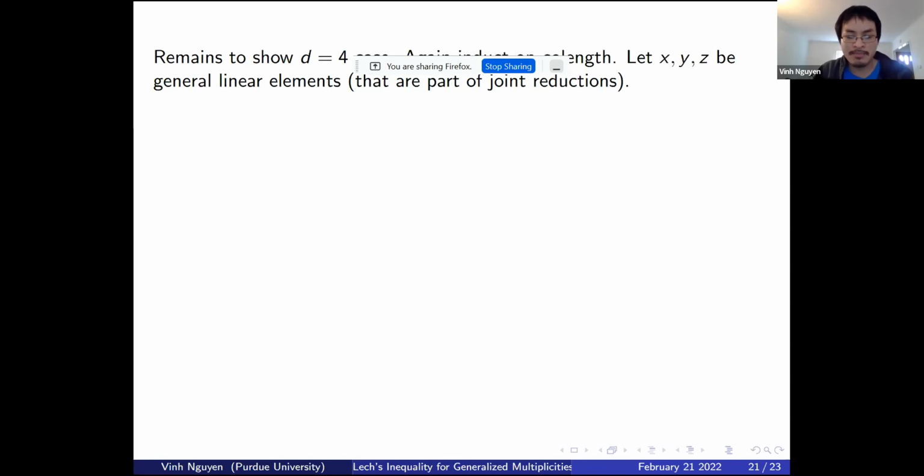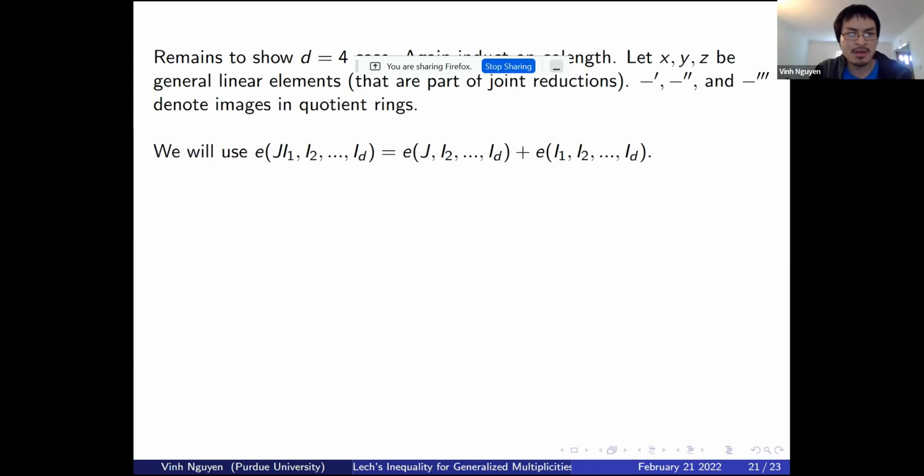Okay, so in the base case for dimension, we're going to again induct on the colength. We're going to choose these general elements, x, y, and z, and we're going to denote by these primes the images in the quotient rings. Okay, so we're going to use this one property of mixed multiplicity. Again, it's the property where we can split the mixed multiplicity when we multiply two ideals together.